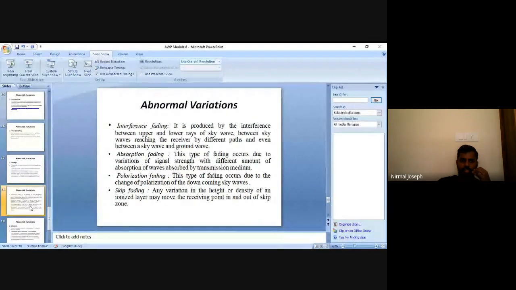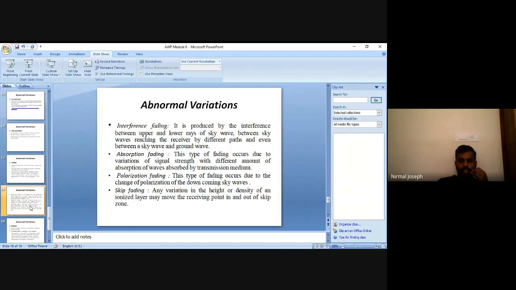In 12th standard optics classes, you might have studied that the polarization will change if a ray is getting reflected from a mirror. Left will become right, right will become left. Similarly, here also, since the wave is getting reflected from the ionospheric layers, its polarization can change. So the downcoming sky wave will have a different polarization, and it can also result in fading.